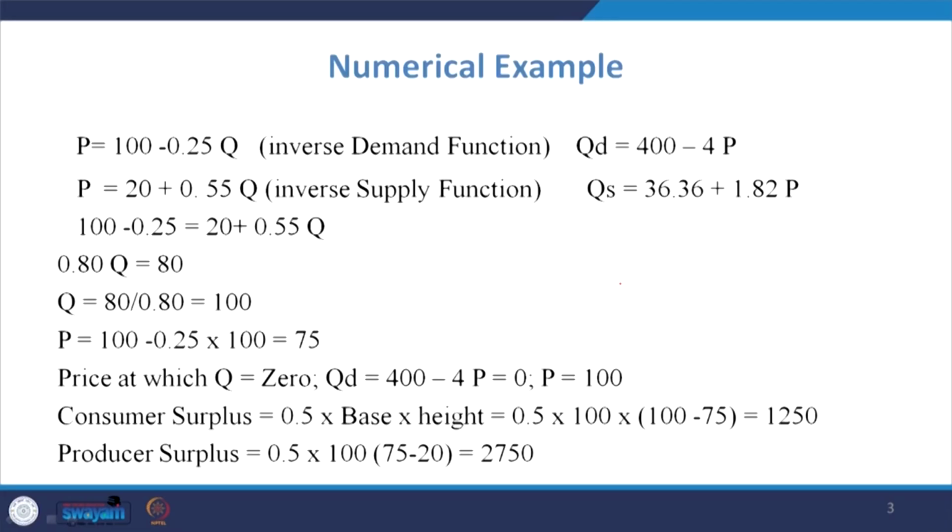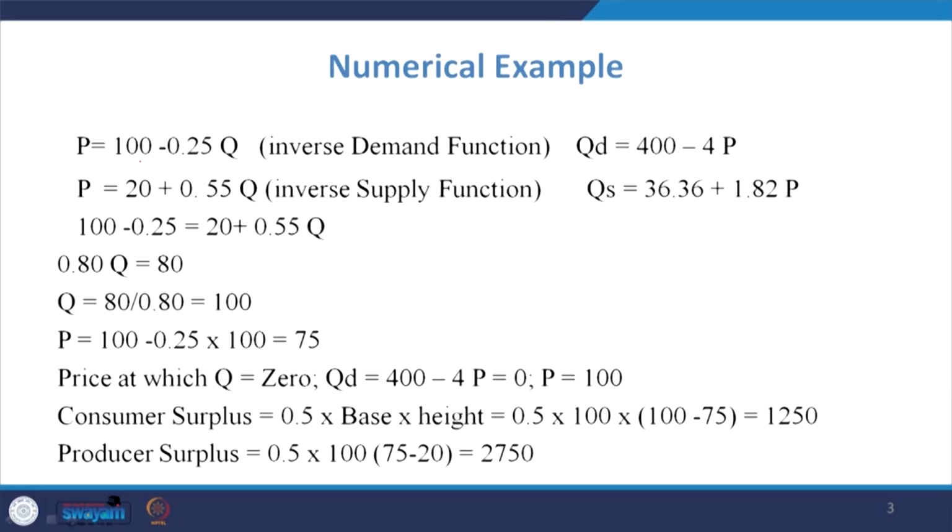Let me take an example to explain the consumer surplus. We have an inverse demand function and an inverse supply function. P is equal to 100 minus 0.25 Q. So, this is our demand function.